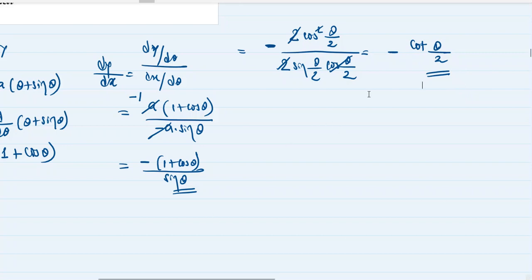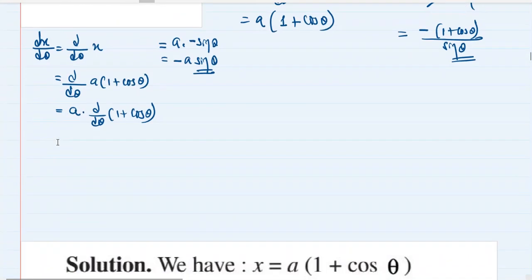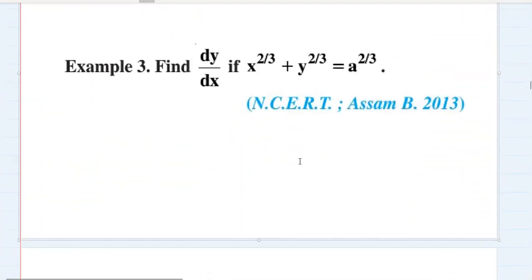If you want you can simplify, you can leave it over here, your marks will not cut, okay. Let's go ahead.